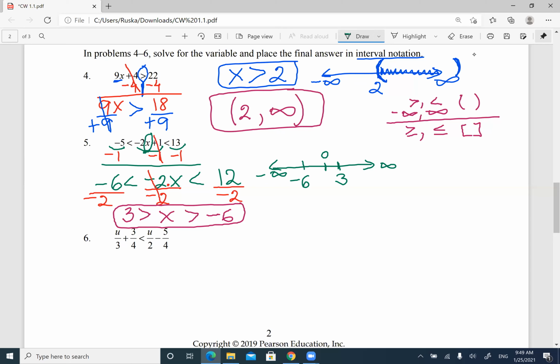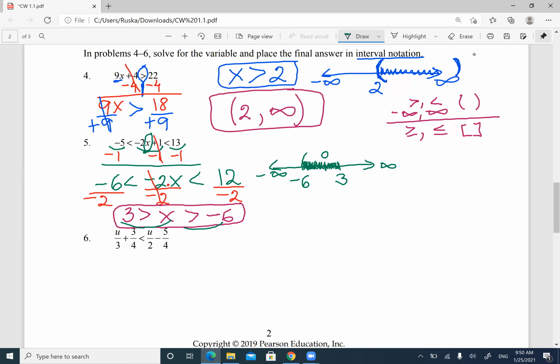X is bigger than negative... See, if you look at this side, x is smaller than 3, and x is bigger than -6. So it's gonna be between the two numbers technically, right? So my inequality gives me the solution between -6 and 3.